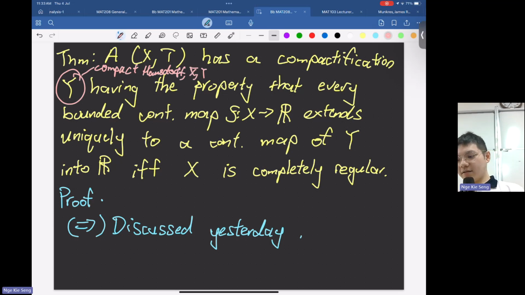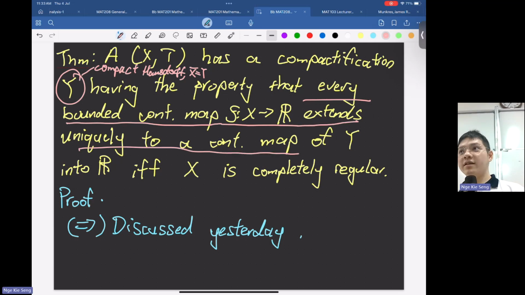And then next, what do you need to do? Every bounded continuous map extends uniquely to a continuous map. This sentence has two things you need to do. What are the two things? Yes, existence and uniqueness. So they are quite involved here, this sentence.